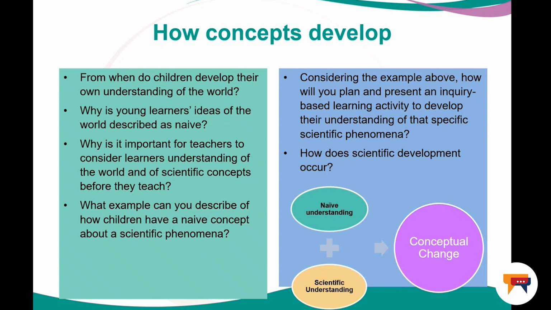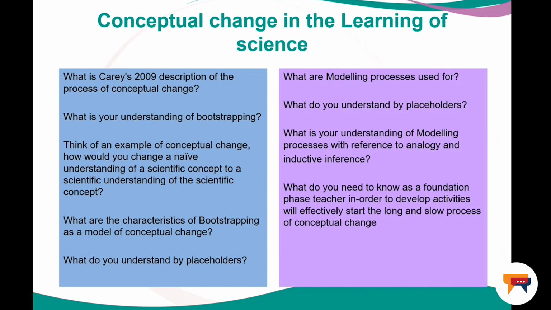So how does scientific development occur? Scientific development occurs through changing learners' naive understanding to a more scientific understanding. And that's where you look at the Lito diagram that we just went through. And remember, conceptual change is your naive understanding plus your scientific understanding. Now we're looking at conceptual change in the learning of science. So what is Carey's 2009 description of the process of conceptual change? It's always important that we understand several ideas about how conceptual change happens in the brain.